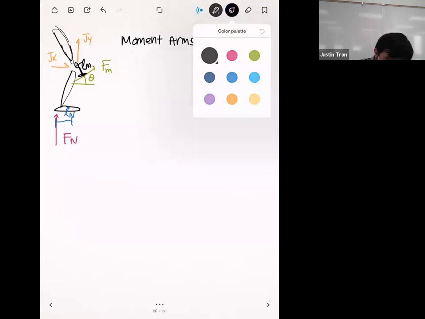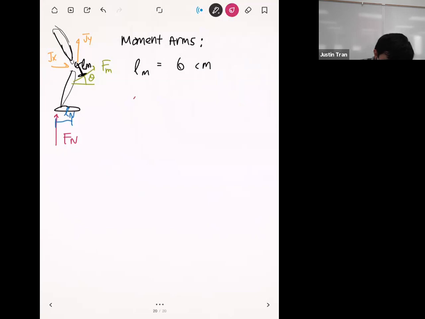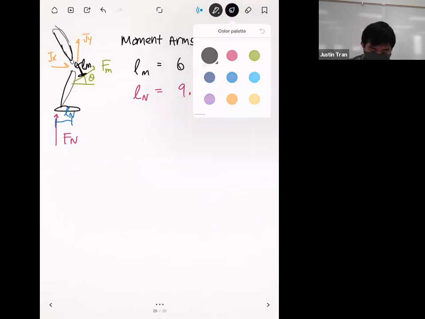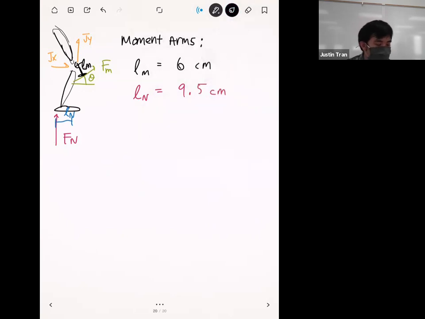All right, and so let's say LM is going to be 6 centimeters. And then let's say that LN, which is the moment arm for the normal force, is 9.5 centimeters. And so we don't take the angles into account here because I'm giving you the moment arms precisely. But for the homework problems, like the ones we've done in the past, you would have to take the angle into account if the lengths that I gave you are not the moment arm.